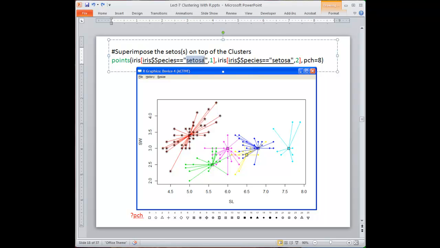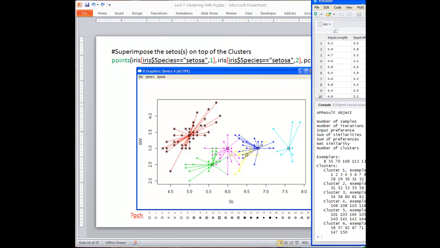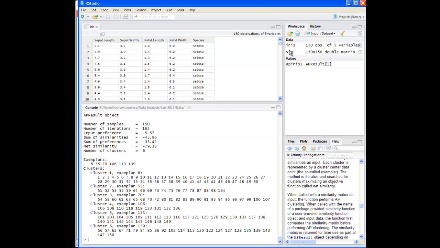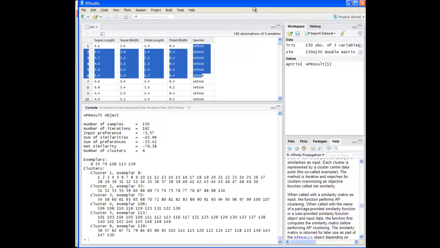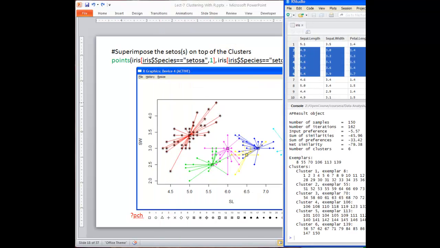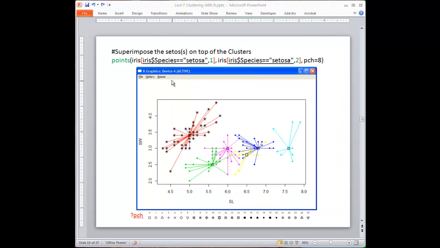Now, I would like to start superimposing the different types of irises to see how they fit into the clustering scheme. Remember, when we did our clustering, we excluded the species type, and I would like to see where the setosas are. Now I want to extract the setosas. How do we extract the setosas?